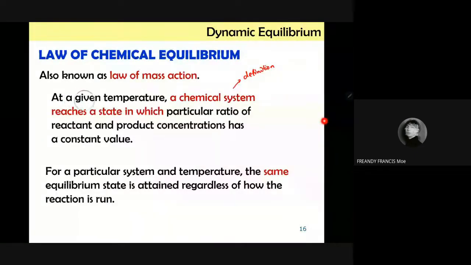Okay, so at a given temperature, a chemical system reaches a state in which particular ratio of reactant and product concentrations has a constant value. Bermaksud, apa yang law of mass action cakap, dekat sesuatu suhu itu, a chemical system akan capai sesuatu keadaan di mana nisbah antara reactant dan juga produk punya concentration mencapai nilai yang kekal. So that is what it is. So in terms of equation, ini boleh bentuk dalam bentuk equation. Okay, so we can explain this in terms of equation.